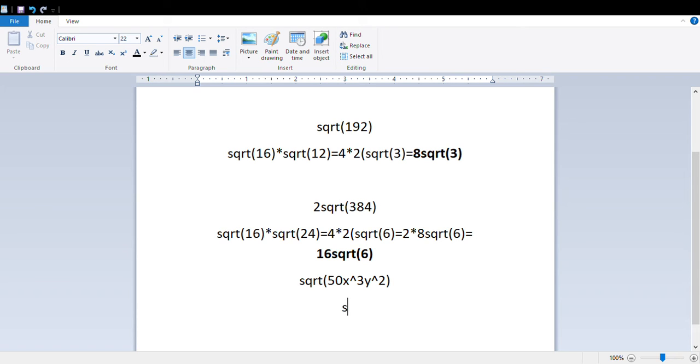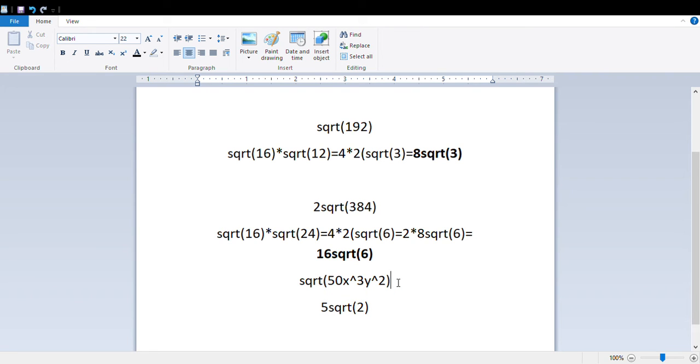Well, you can, right? You have the square root of 25 and 2. So the square root of 25 is 5, right? So this is basically 5 square root of 2. But you have the x to the power of 3 and y to the power of 2, right? So what would you do here?